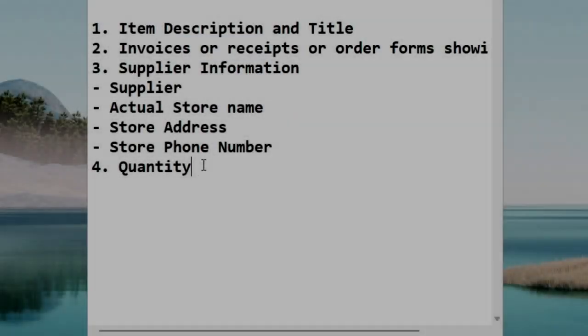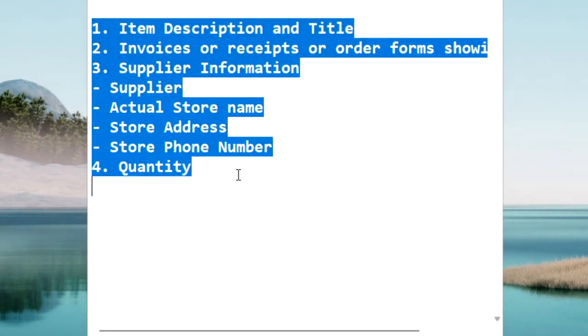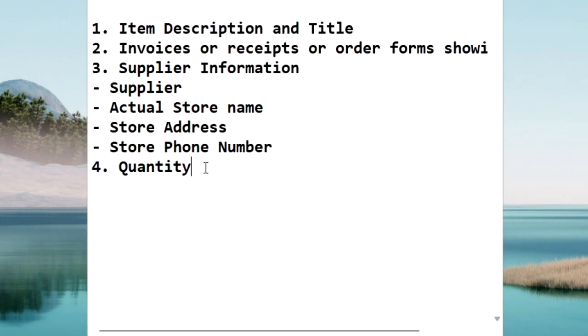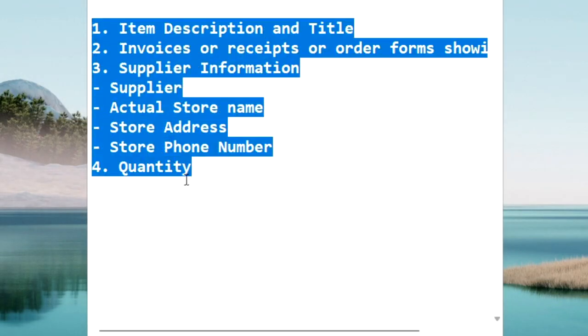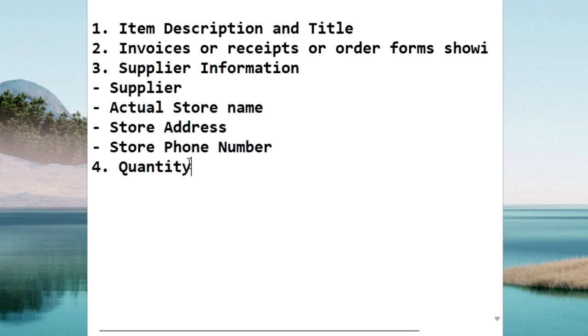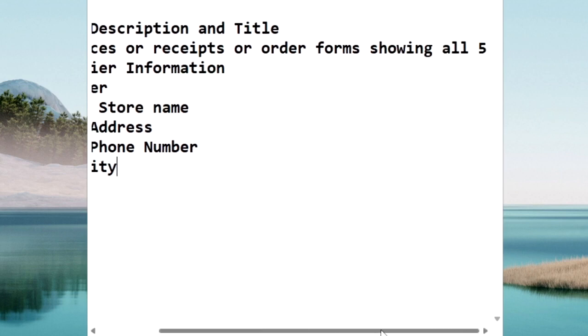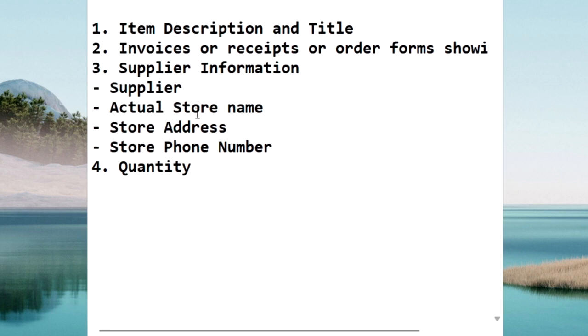So these are the 4 things that you need to show in order to get your product appealed. If you can show these 4 things here, then you will most likely get your product back to you. Okay, so first things first is item description and title. This needs to be on the receipt or invoice that you're supplying. Obviously, the invoice or receipts are the documents showing this information.